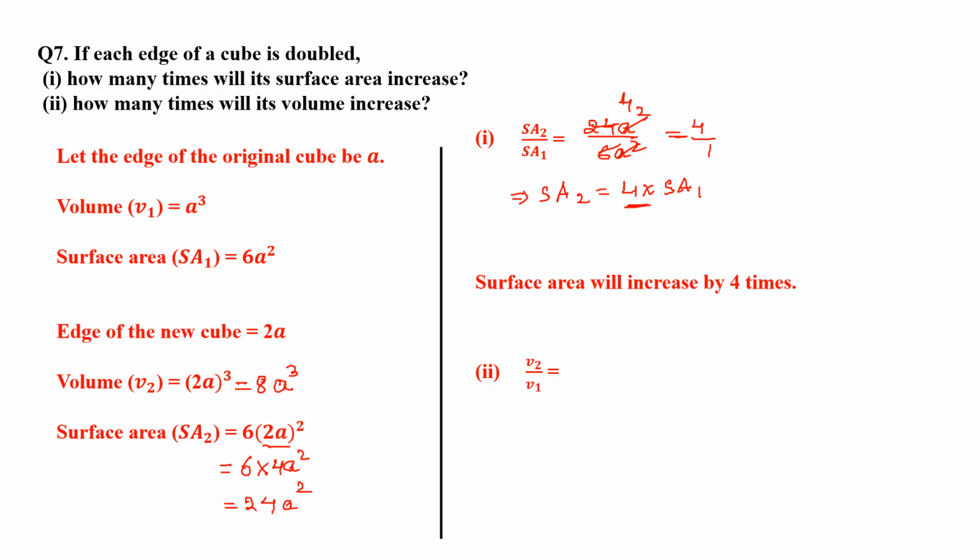Similarly, let's find the volume. So volume of the second, the cube where the size is doubled. So the volume is 8A cube and the original is A cube. So A cube and A cube I can cancel. It will be 8 by 1. And again, if I cross multiply, the volume is 8 times the original volume, isn't it? So the volume increases by 8 times.